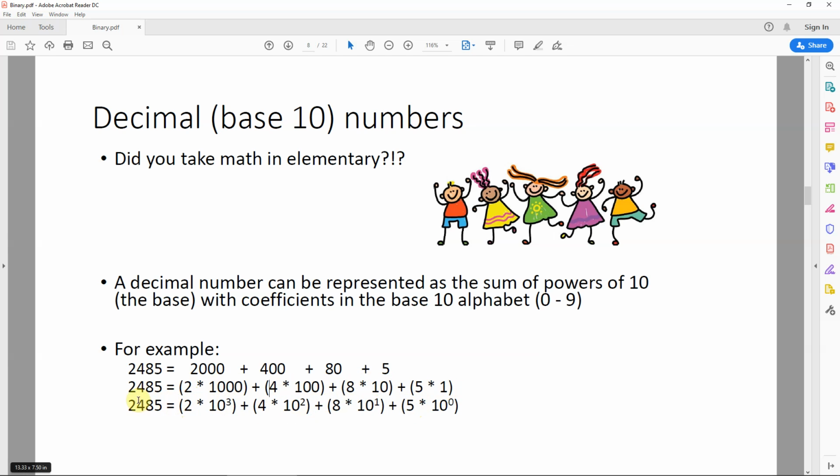Okay, so we can also say that 2,485 is equal to 2 times 10 to the third plus 4 times 10 squared plus 8 times 10 to the 1 plus 5 times 10 to the 0. And of course, anything raised to the power of 0 is equal to 1. Okay, so hopefully that makes sense to you. It may be bringing back all kinds of good or bad memories from elementary school, but hopefully that breakdown of math makes sense.